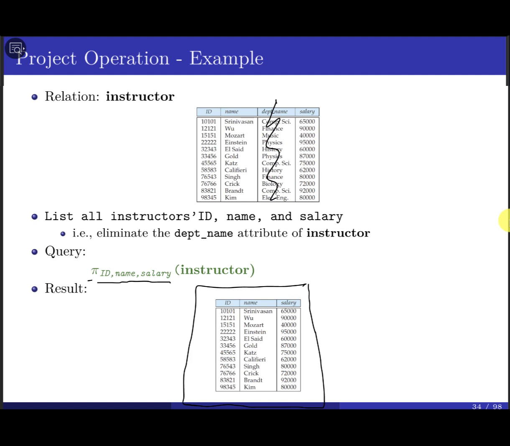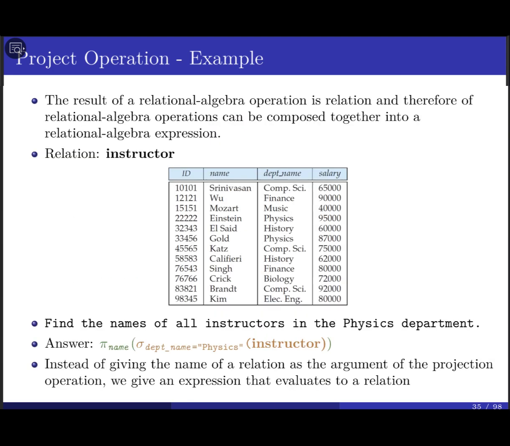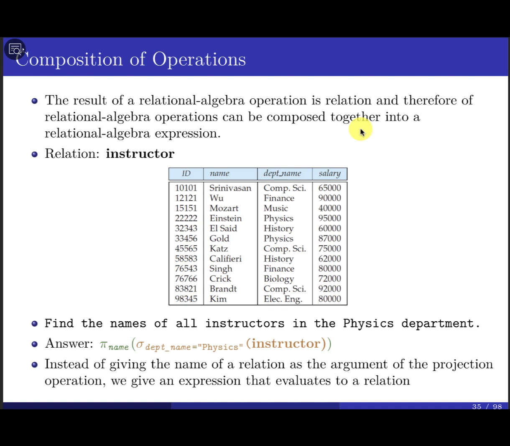Can I mix them? Yes, we can. How about I said I want only the list of the instructor ID, name, and the salary where their salary is greater than a specific value, and the department name is equal to a specific value or belongs to a specific department. So all information is going to be in the one relation, but you see that we have different operators in order to perform them. So we're going to talk about what is called the composition operations here.